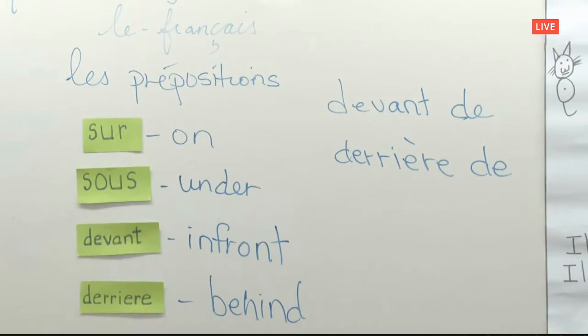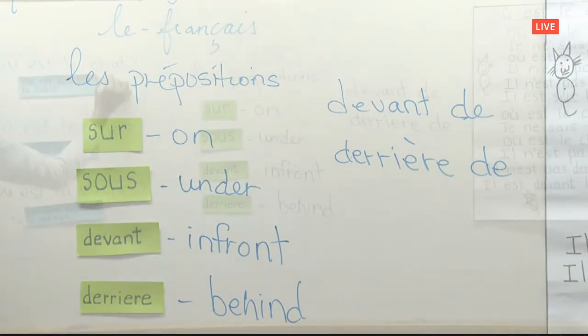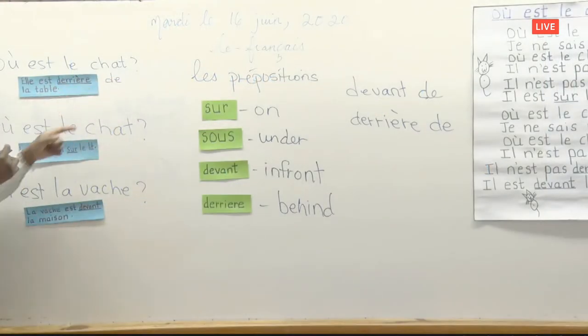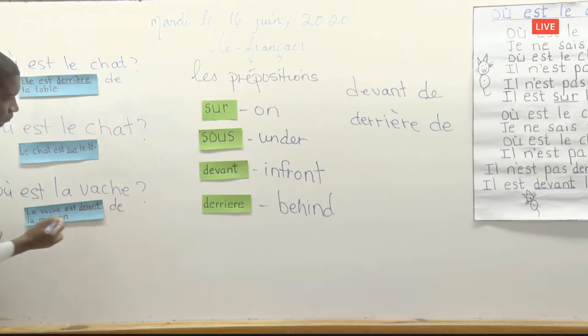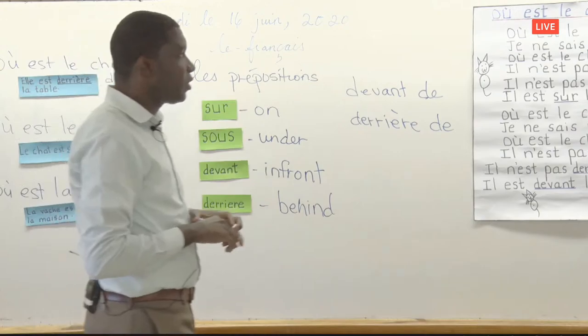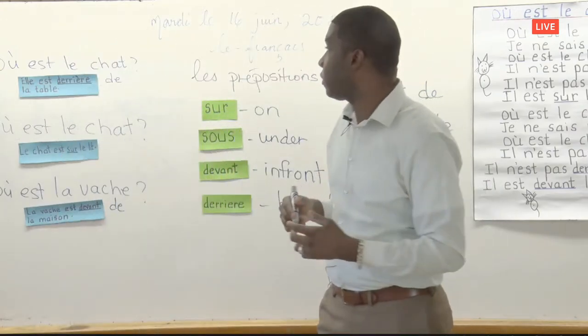Elle est derrière de la table, which is quite correct. It's very correct. Okay? And then, devant, the same thing applies. La vache est devant de. It is in front of. Okay? So these are our prepositions, and we have used these prepositions in sentences.